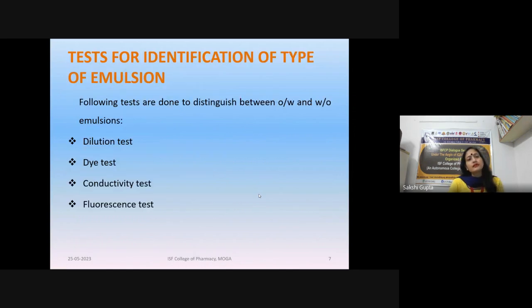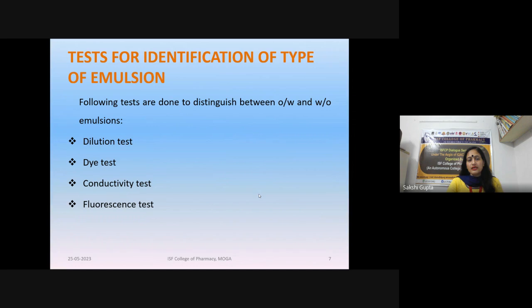So next here are the tests for the identification of type of emulsion. How do we come to know that our prepared emulsion is oil in water type or water in oil type? There are some tests which are specified for distinguishing between oil in water and water in oil type emulsion. The first test is the dilution test. The next ones are dye test, conductivity test, and fluorescence test. So, firstly, we will discuss the dilution test.